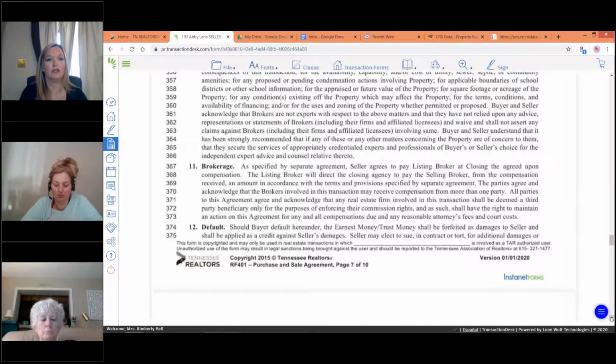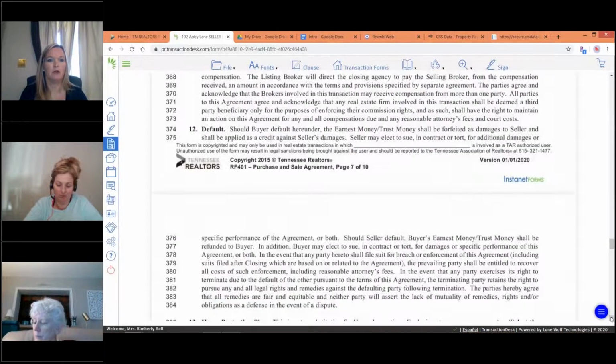On 367, brokerage, as specified by a separate agreement. The brokerage agreement is your listing agreement or your buyer's representation agreement. The seller agrees to pay the listing broker at closing. And so it's a separate agreement. Brokerage could also refer to a compensation agreement. We're considered third party.